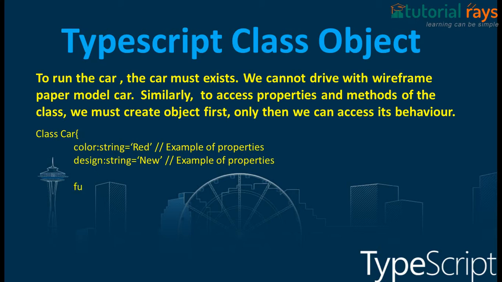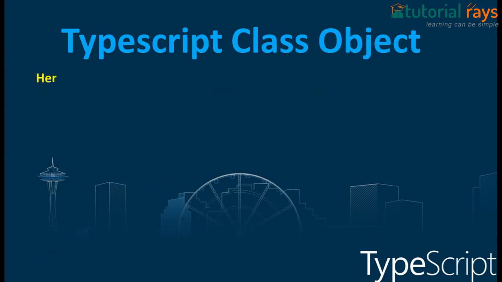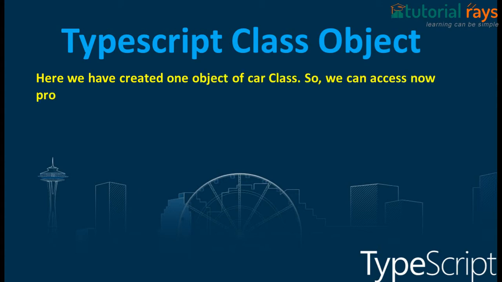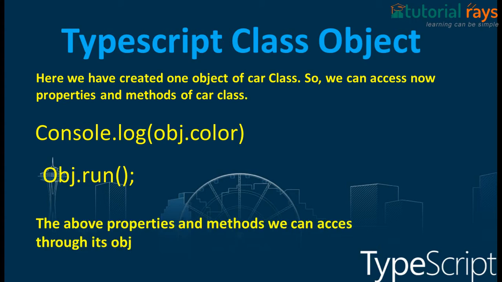So we have already created this class, and now we will create an object, and then we can access the properties and functions of this class. Here, to create an object, we just write obj, that is a variable, and then equal to new car. That means this obj is now physical, and through this obj we can access its properties and behaviors. We cannot directly access property and behavior without creating the object. So to see the color, we just write console.log obj.color and then obj.run to access the function.